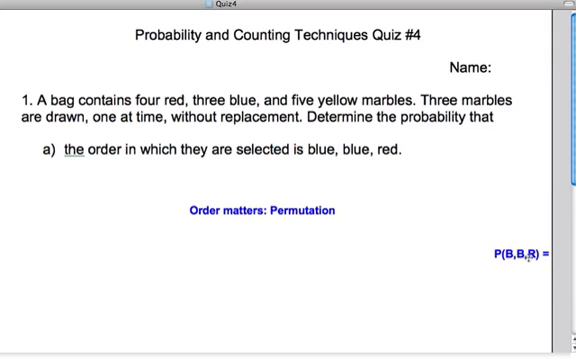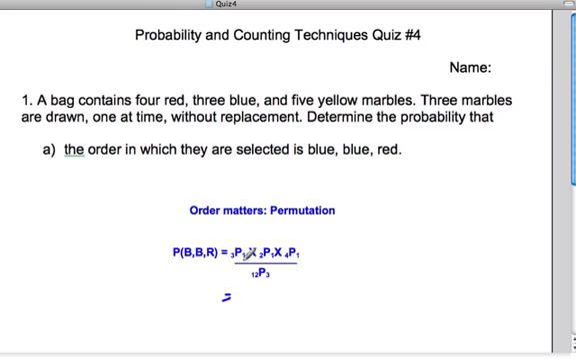And the probability that we're going to get blue, blue, and then a red is going to be the probability of each event happening divided by the total number of events. So the total number of ways that these events can happen, the total number of ways you can get a blue, blue, and then a red, divided by the number of possible outcomes when you draw 3 marbles out of the bag. And I'm going to show this 2 different ways.